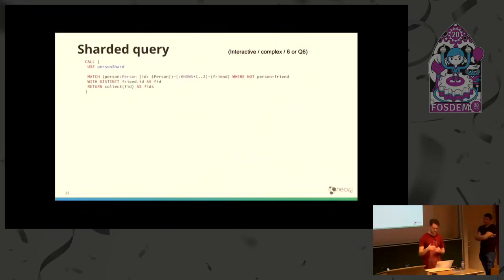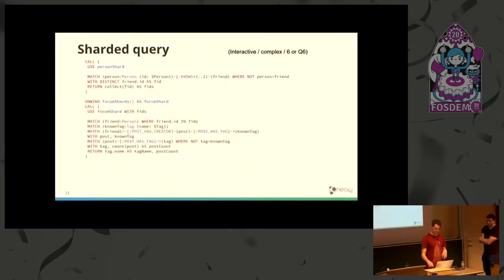So we would start with a subquery that goes to the person shard. Remember, we have the persons network in one shard, and then we have different forum shards containing the posts and the bulk of the data. So we go here, we match persons and friends of friends, and then we return just a collection of the friend IDs. So now we've taken care of the friend of friends part of this query.